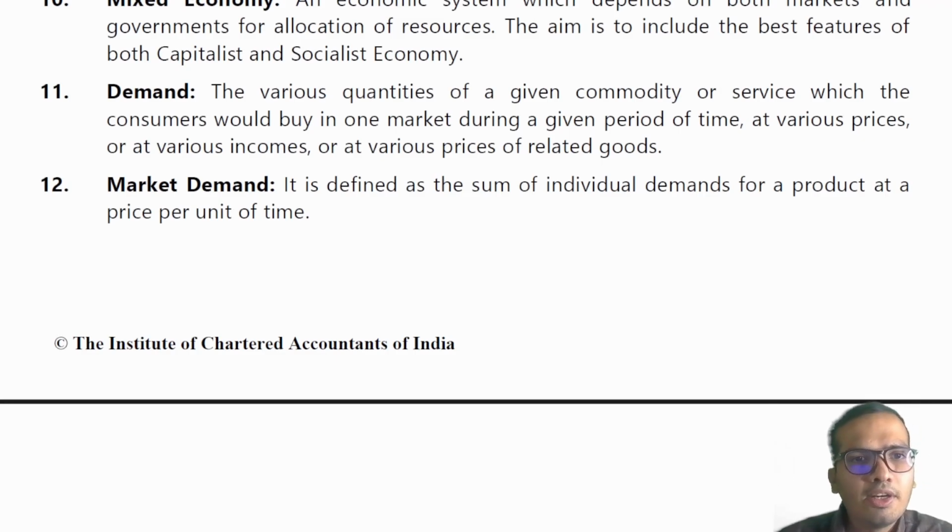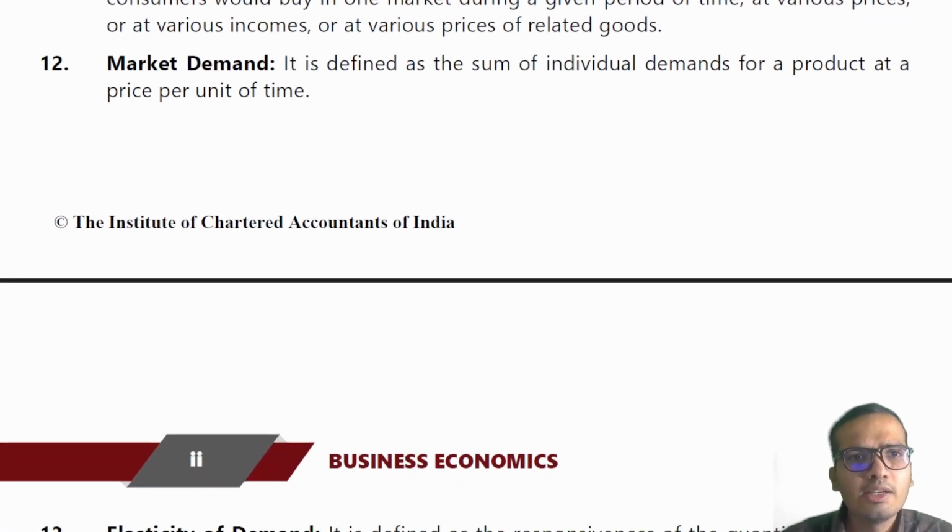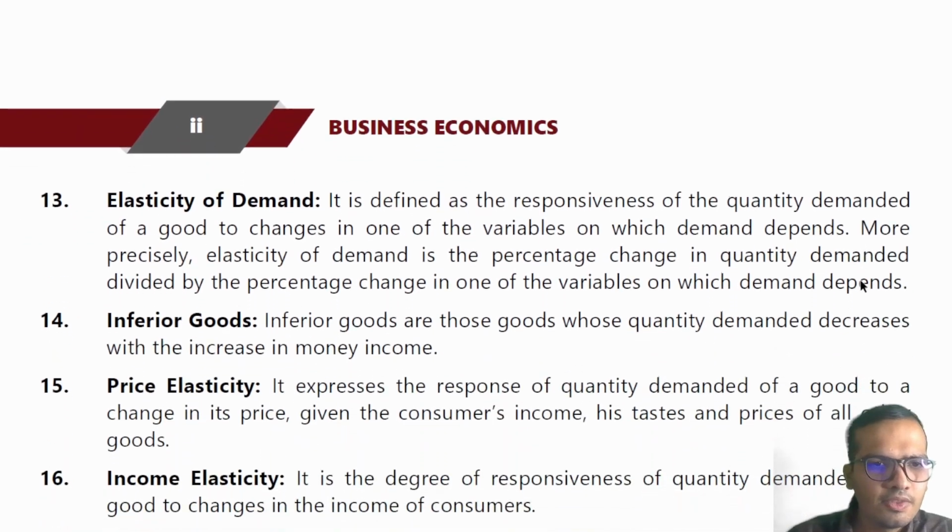Then comes demand. The various quantities of a given commodity or service which the consumers would buy in one market during a given period of time at various prices, or at various income levels, or at various prices of related goods is known as demand. Then comes the twelfth one, market demand. It is defined as the sum of individual demands for a product at a price per unit of time.